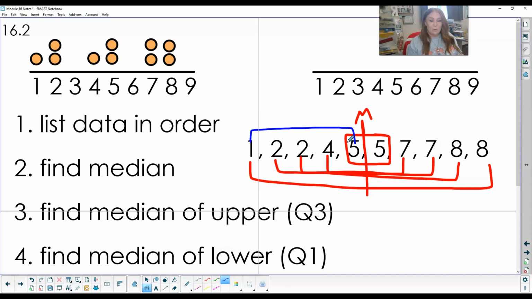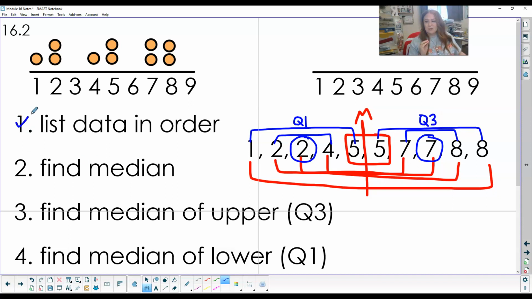So we split it, 1 and 5, 2 and 4. So this time I'm just left with 2 as Q1. And then 5 and 8 go together, 7 and 8, and I'm just left with 7 for Q3.